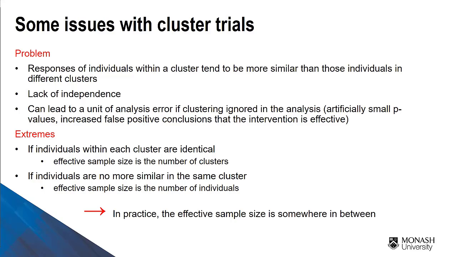And we can end up getting artificially small p-values, increased false positive conclusions that the intervention is effective. So if we think about this at the extreme, if individuals within each cluster are identical, then our effective sample size would be the number of clusters. But if individuals are no more similar in the same cluster, then our effective sample size is the number of individuals. So in practice, our effective sample size in a cluster trial is somewhere between these two limits.